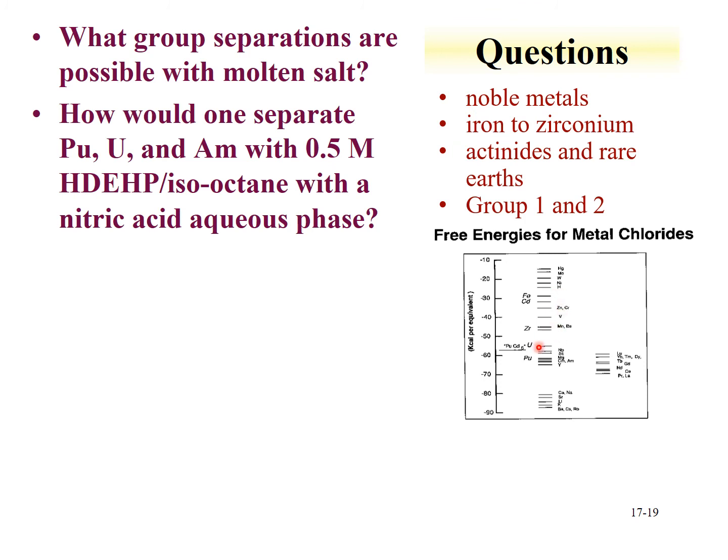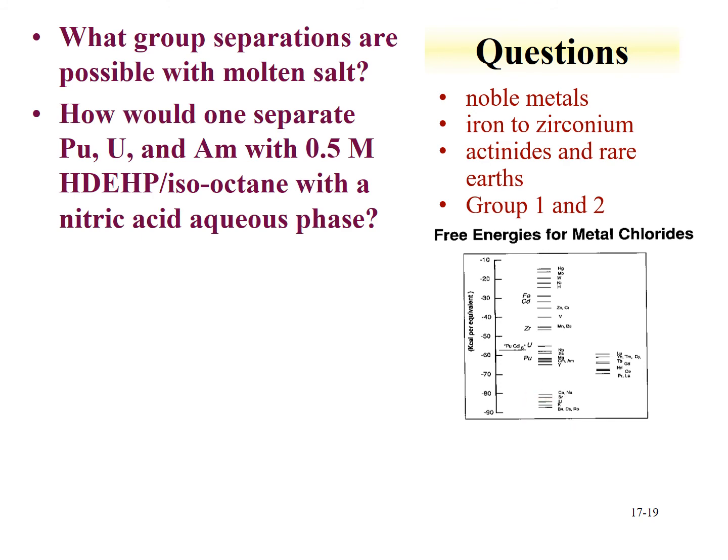Then there's another gap here with the actinides and the lanthanide elements. So the actinides here, lanthanides here. And then group 1 and 2 elements have the lowest free energies. In other words, they tend to remain in the salts the longest.